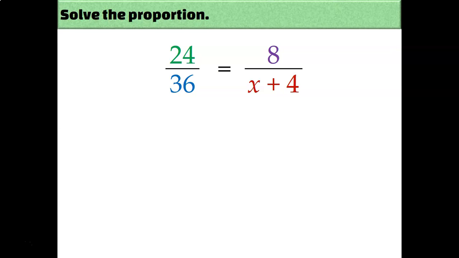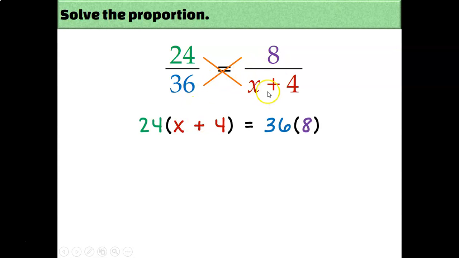Not all proportions have just a plain old x though. Sometimes you'll see more complicated proportions like this one that shows x plus 4. The cross-multiplication property still works though. I'm going to multiply 24 times x plus 4, and I'll multiply 36 times 8. Keep in mind though that since this denominator had two terms, we're going to have to distribute. It's not just 24x plus 4.